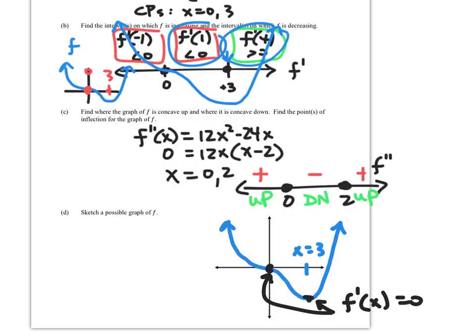The second derivative allowed us to know that we're concave up here and concave up here. And this right here is a point of inflection where x equals 2. In between there, we're concave down from 0 to 2. So that is a general sketch based on the first and second derivatives.